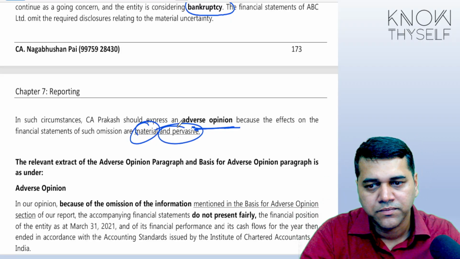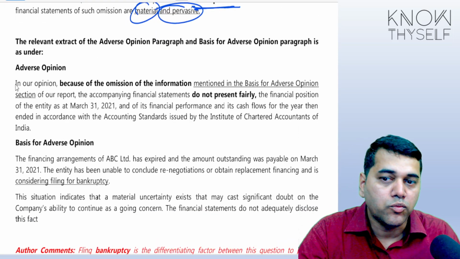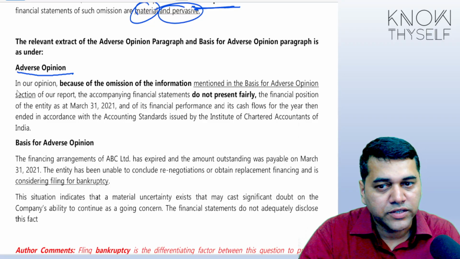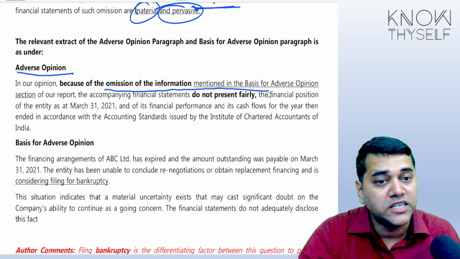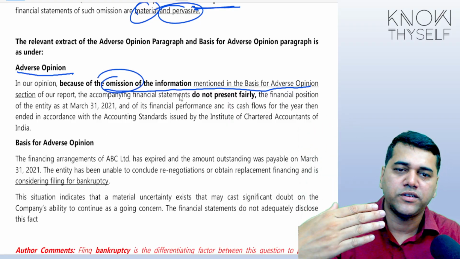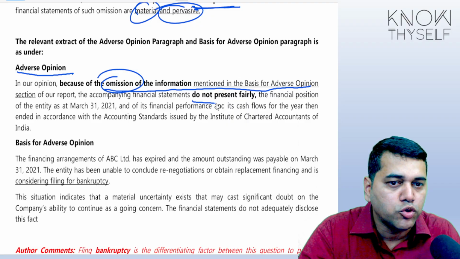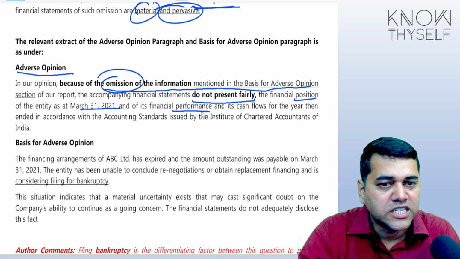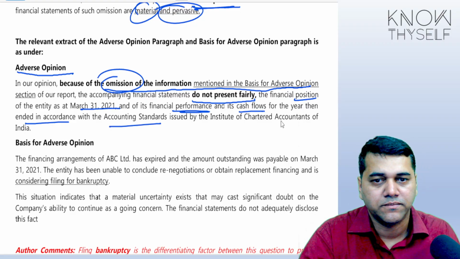Language can be yours. Now, they may ask you to draft one para. Be careful. So what is the heading? Heading you have to write is Adverse Opinion, because this is what the standard says. So you say, in our opinion, because of the significance of the matters mentioned in the basis of adverse opinion, the accompanying financial statements do not show a true and fair view of the financial position on so and so date, financial performance and its cash flow for the year ending, as per the accounting standards issued by ICAI. You need not write things like because of the omission of the information.